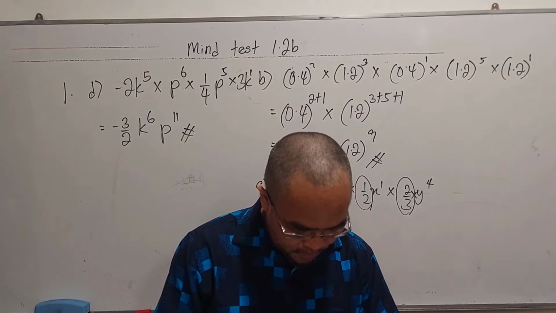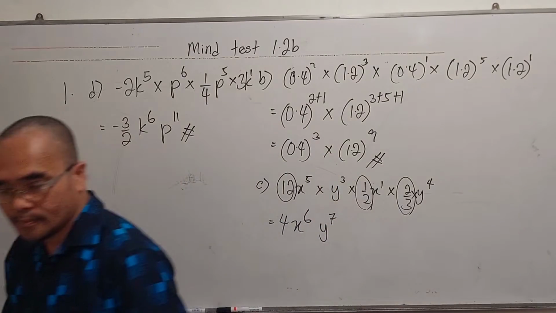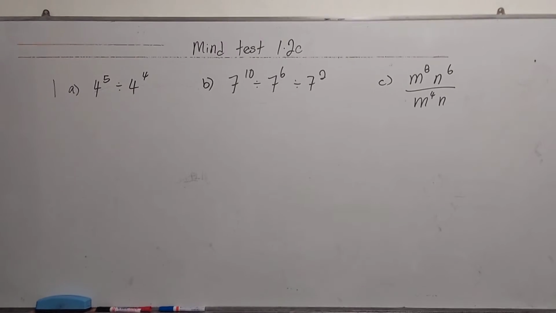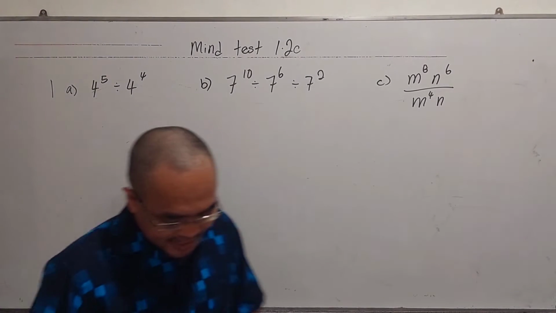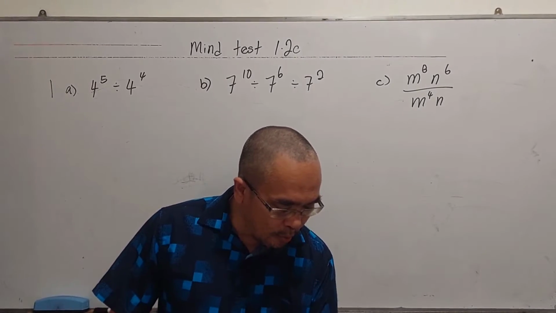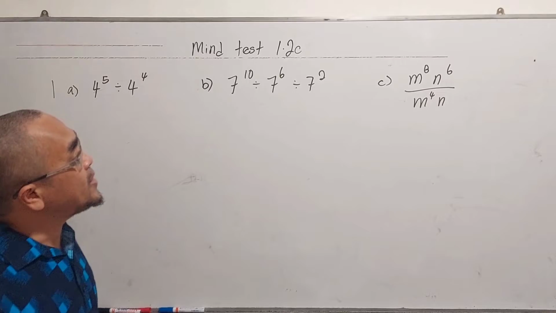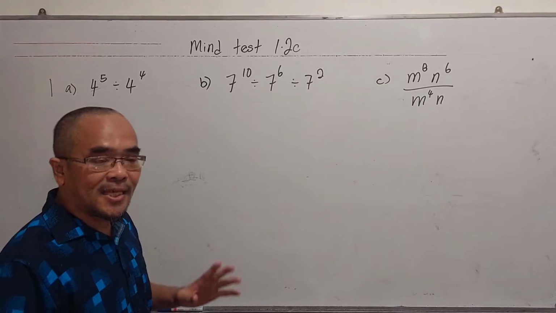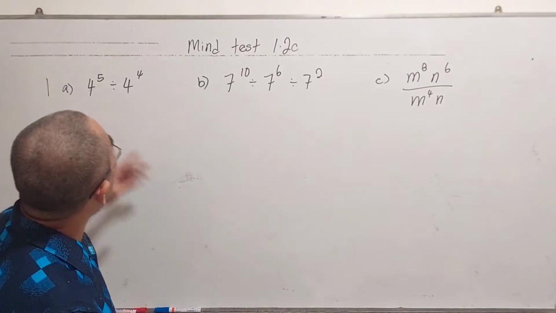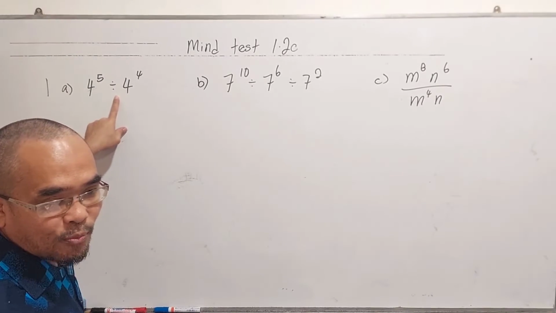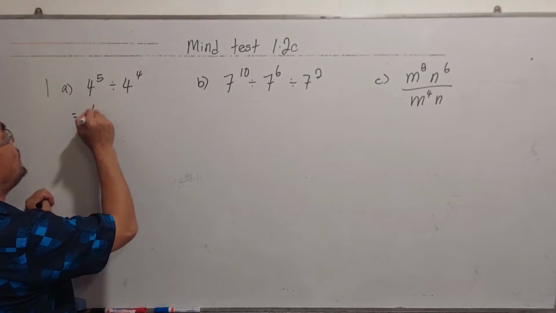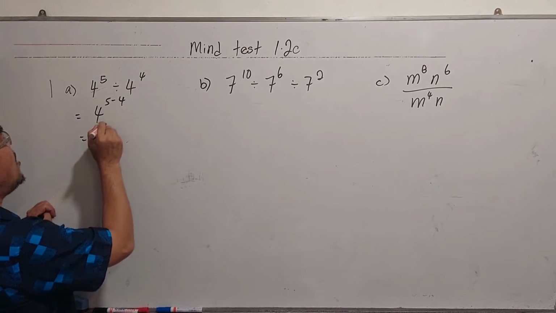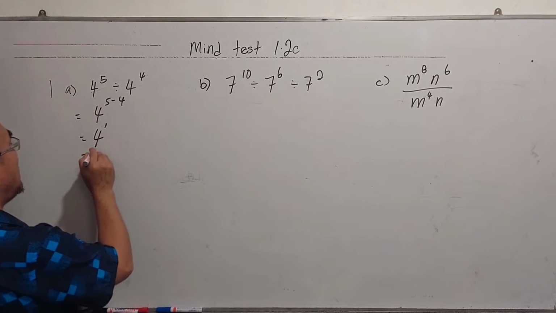Okay, so that's all from mind test 1.2b. Let's continue with mind test 1.2c. Simplify each of the following. Just now we studied multiplication: with the same base, we add the index. So now we have division. Can you guess what you have to do with the index? Minus. So 4 to the power of 5 minus 4, then you get 4 to the power of 1. So the value is 4.